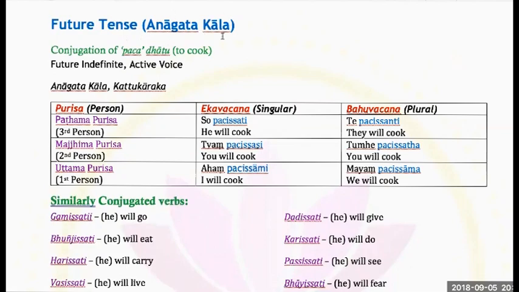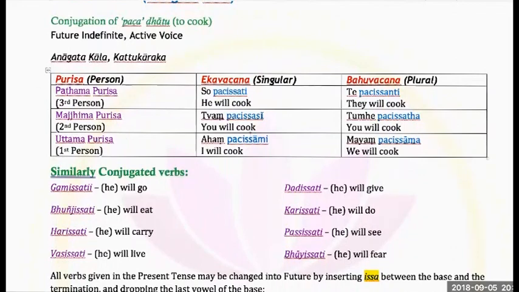So today we will learn conjugation of pacha dhatu. Pacha means to cook, we already know that. Future indefinite active voice, anagata kala kattu karaka. You already know the structure. There'll be pathama purisa, third person, majjhima purisa, second person, and uttama purisa, first person. And then we have ekavachana and bahuvachana. Anagata kala is very simple, so let's go ahead and practice.